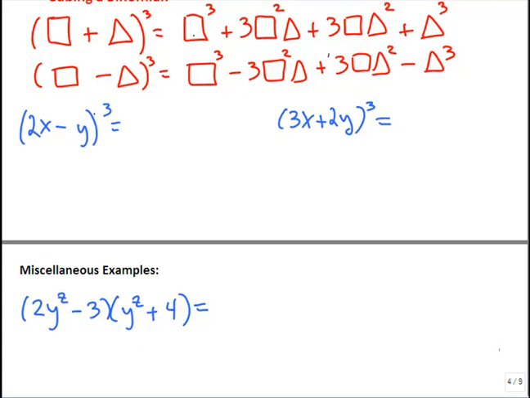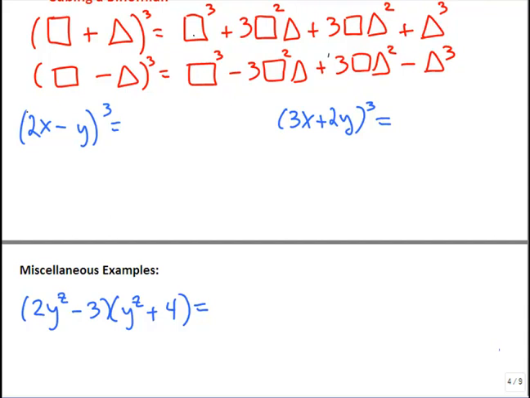And to do this, you have 2 options. We can use these new nice formulas that we just developed, which I personally think saves you a little bit of time. Or if you really prefer, you could expand this all out and do 2x minus y times 2x minus y times 2x minus y and FOIL it all out. Personally, I think that takes a little bit more time and effort, so I'm going to show you using this new cubing a binomial pattern.